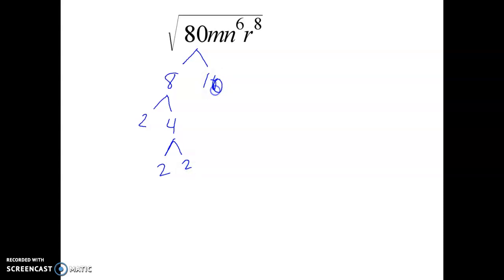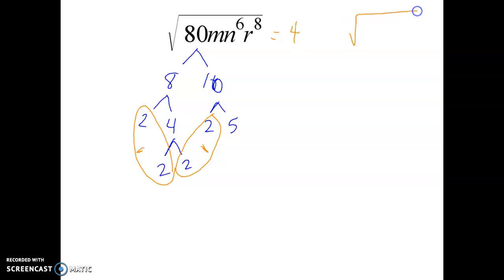And 10 up here, 10 is not prime. 10 is 2 times 5. 2 is prime, 5 is prime, so we're done with that one. Okay, now let's circle our pairs. So I've got a 2 right here. I've got a 2 right here. All right, that means outside the house, 2 times 2 is 4. And inside the house, poor 5, left inside the house again because there's only 1.